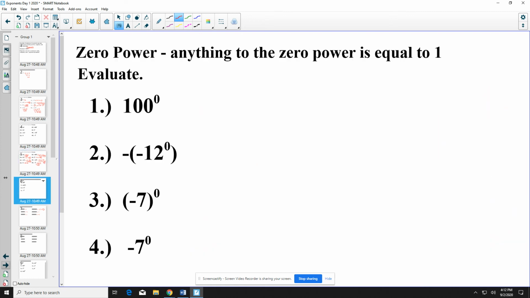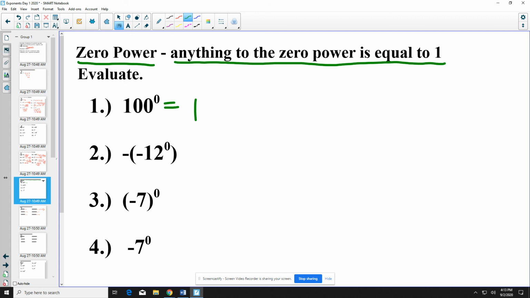Okay, now we're going to do zero power. So I need you to write this in your notes. Zero power. Anything to the zero power is equal to 1. Write this in your notes, please. Anything to the zero power is equal to 1. Okay, put a new number 1, 100 to the 0. 100 to the 0 would equal 1, right?